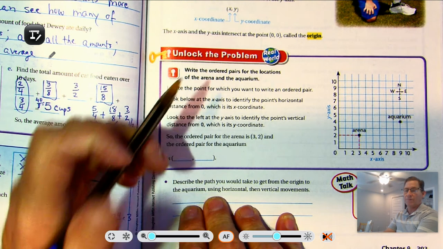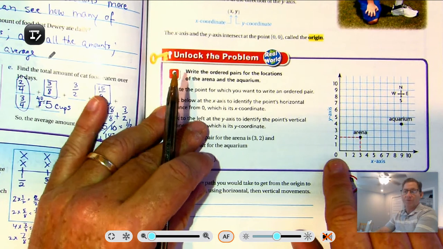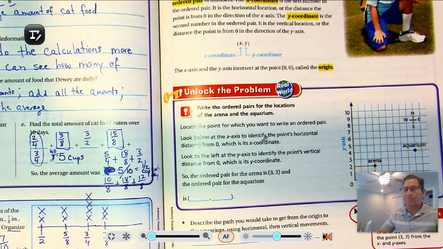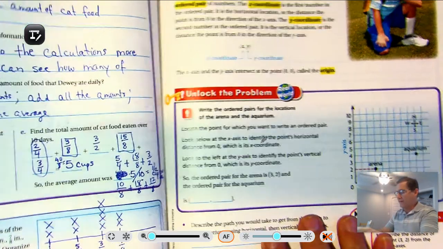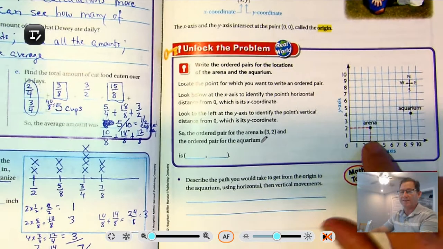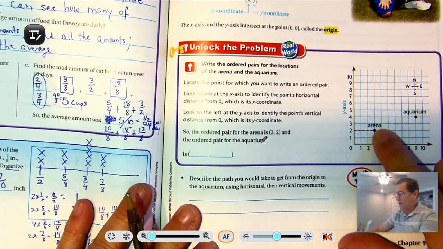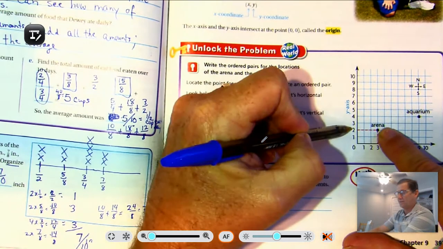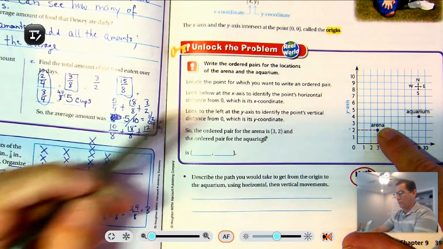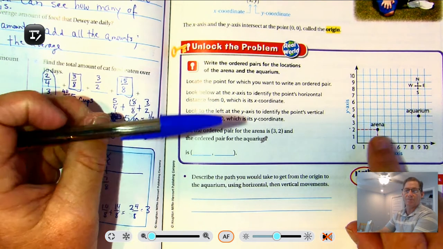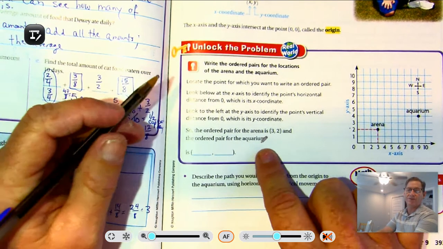So the ordered pair for the arena from the origin is go over 3. Sorry about that. Go over 3 from the origin, because I see the dot for the arena is above the 3. And then we're going to go up the y coordinate to 2. So to find the arena, I would go to 3, 2. The ordered pair for the arena is 3, 2.